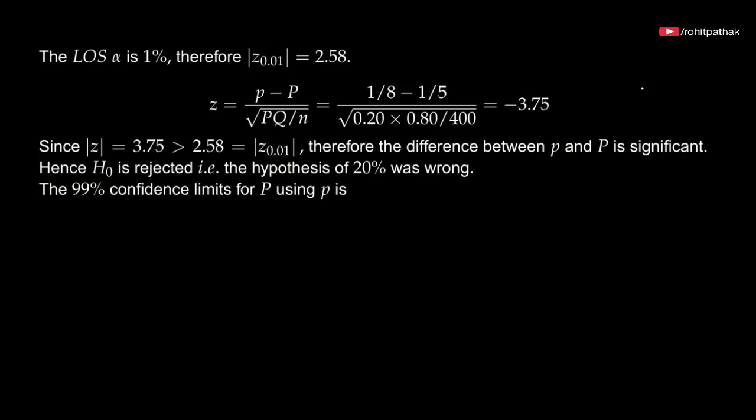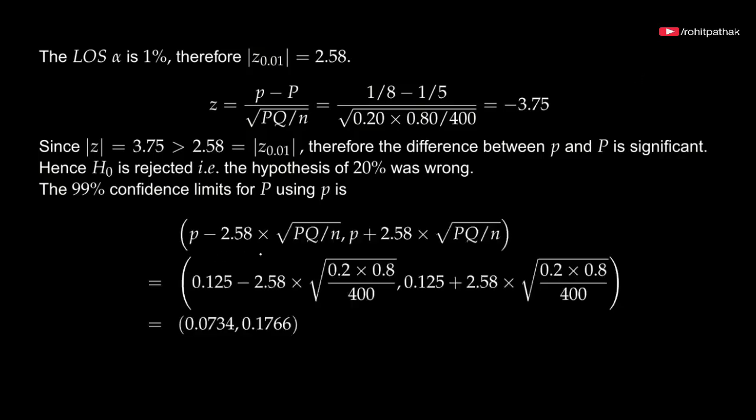Now we find the 99% confidence limits for P. That means if the claim of 20% was wrong, then what must be the true claim? So using this formula, p minus 2.58 into under root pq by n, p plus 2.58 into under root pq by n, we find that the confidence interval is this. That means the claim must have been in this interval of 7.34 to 17.66. So the manufacturer's claim must be between 7.34% and 17.66%, but it was 20%, which is out of this interval.